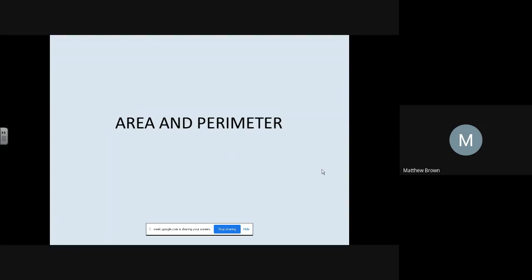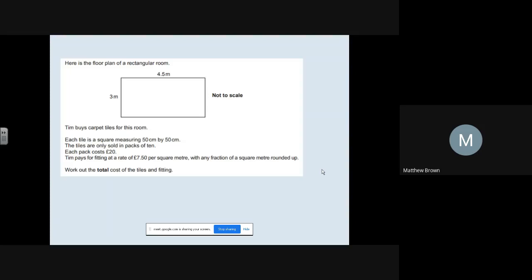But we're going to start with a problem solving question using some fairly basic stuff to do with areas of rectangles, but I just want to see how well we do at answering it. So this is taken from one of the higher papers. We've got a floor plan of a rectangular room, some information about how much it's going to cost to tile the room. So if you could have a quick read through that, spend about 5 minutes trying to work out the total cost of the tiles and fitting them, please.